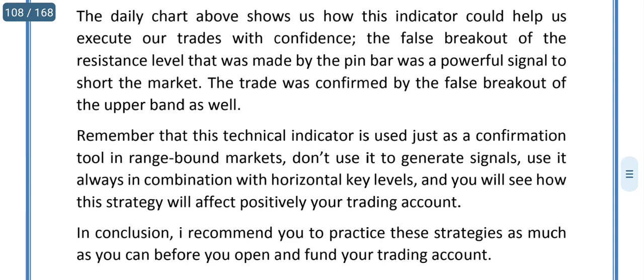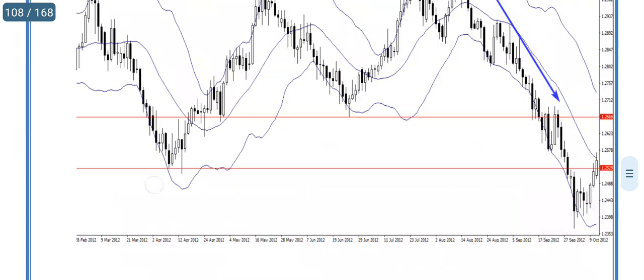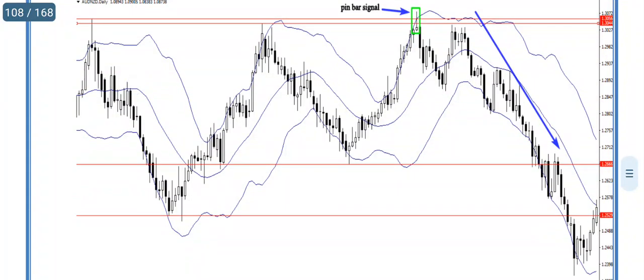There was a first breakout of the resistance level that was made by the pin bar, and the formation of the pin bar was a powerful signal for us to short the market. It means that this trade order was confirmed by a false breakout of the upper band as well. This can be observed in the illustration.